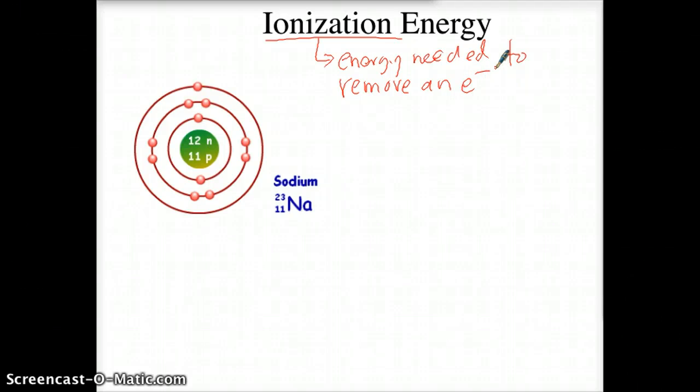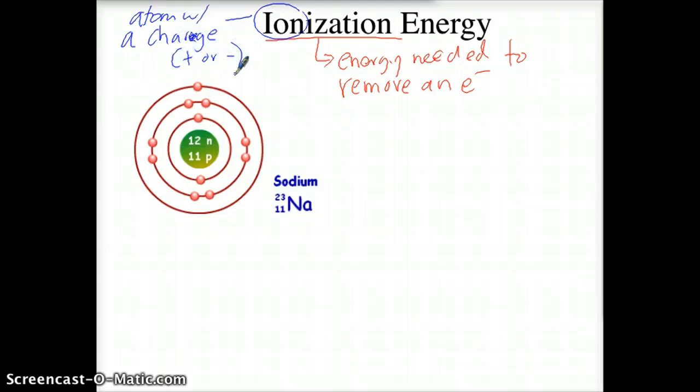And if we want to break down this word to understand why it is called ionization energy, remember, an ion is an atom with a charge that's not neutral, so either positive or negative. So essentially what this is saying is if we remove an electron, we know that's going to alter the charge on the atom. So this is the amount of energy needed to make an atom into an ion.